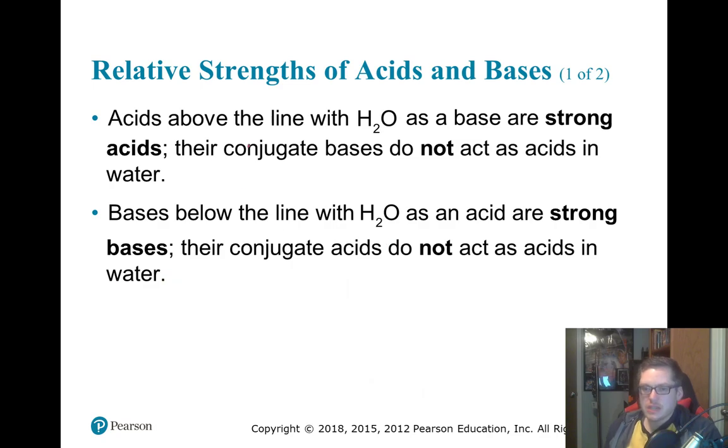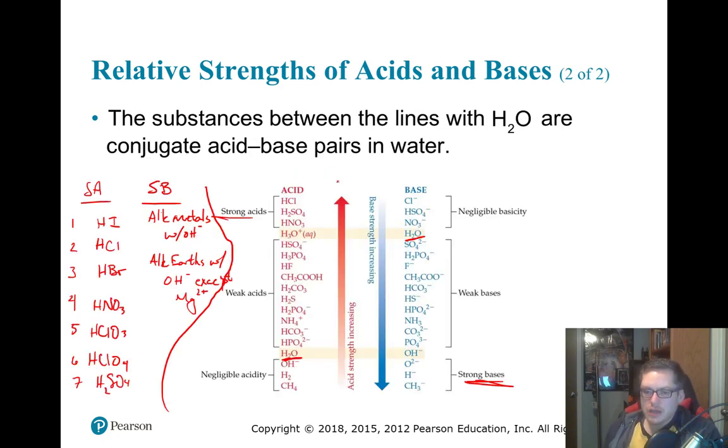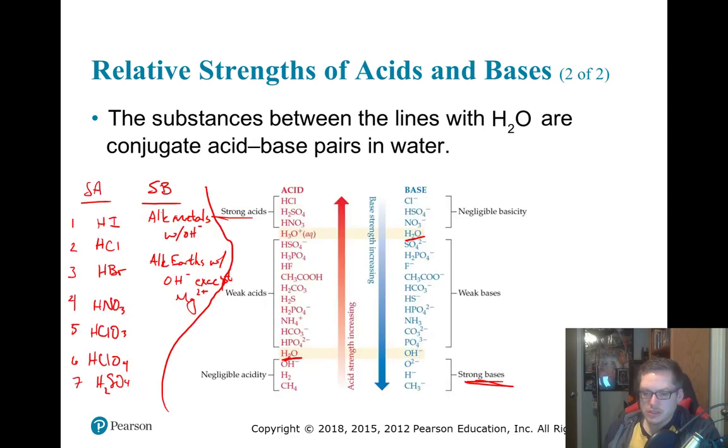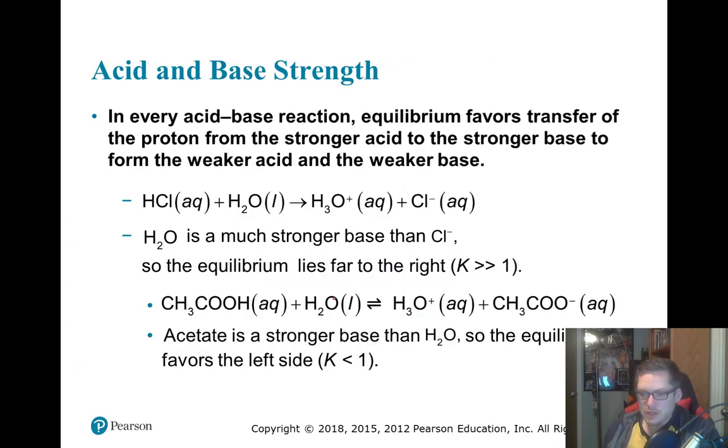So it says acids above the line with H2O as a base are strong acids. So here's our H2O as a base, and these are our strong acids. Their conjugate bases do not act as acids in water. That makes sense. Bases below the line are strong bases. Their conjugate acids do not act as acids in water. So here's H2O as an acid, these are our strong bases, and we can compare their strengths going the other way.